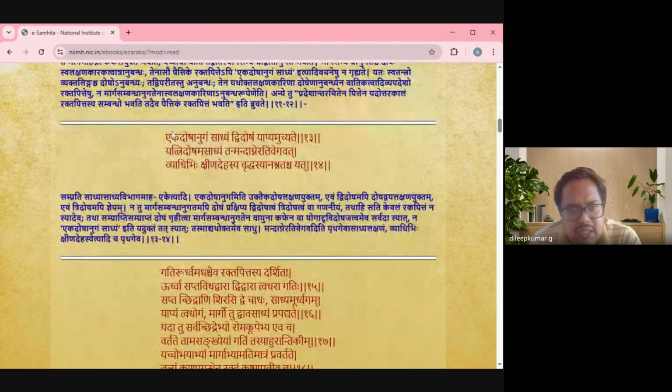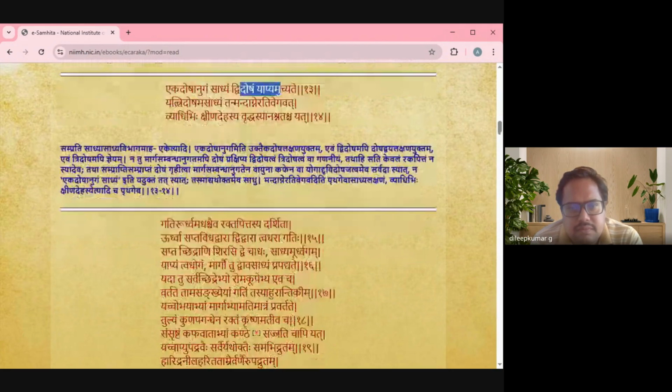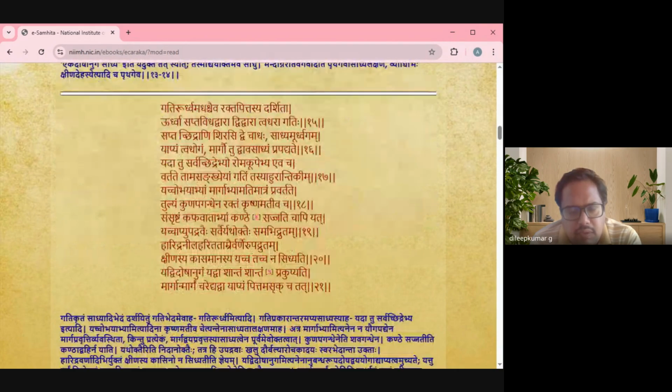Next, common features: Ekadoshanuga Raktapitta is Sadhya, Dvidoshaja is Yapya, Tridoshajam is Asadhya. Next, two types of Gati of Raktapitta, that is Urdhva Gati, bleeding occurring from the upper part of the body, or bleeding occurring from the downward part of the body. Upward part of the body usually will be associated with Kapha, downward will be usually associated with Vata. So that is the basic classification of Raktapitta based on Gati.